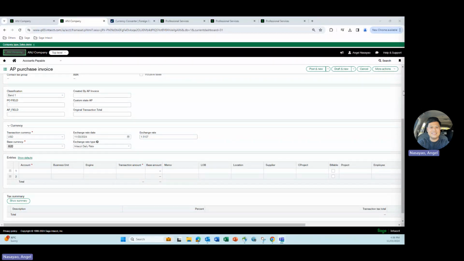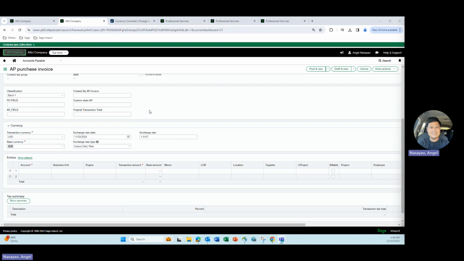Hello, welcome to this quick illustration on how Intacct shows the exchange rate type, especially if it is the Intacct daily rate. So we know that the Intacct daily rate's basis is Oanda, and we don't have specific reports primarily to capture the rates that Intacct is using.